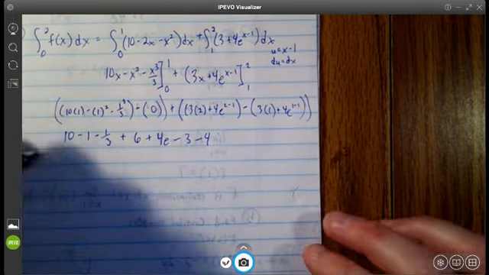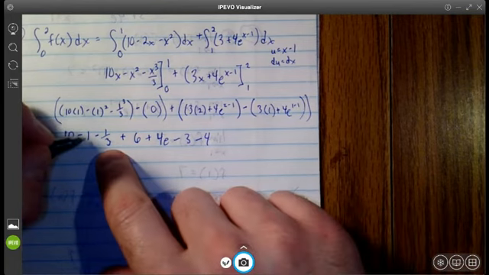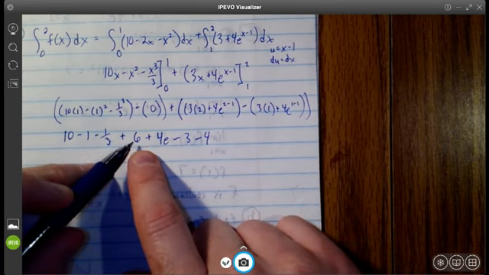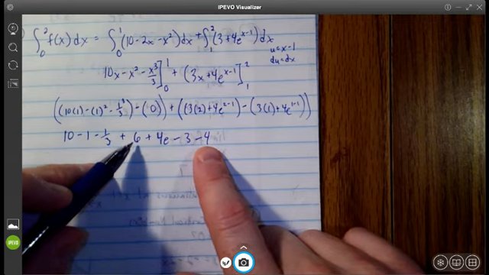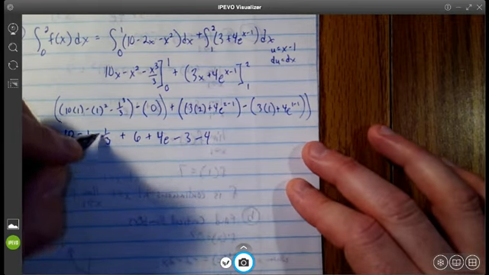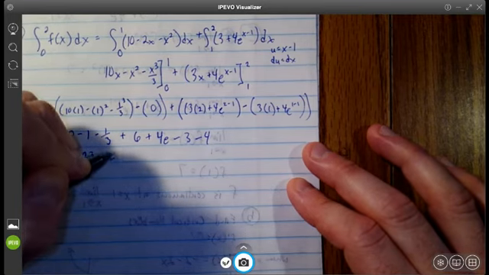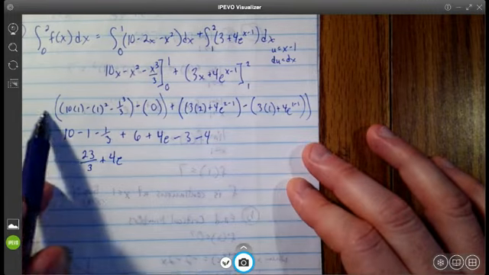So I'm going to end up with 10 minus 1, so I get 9. I'm going to leave the 1/3 for a second. 9 plus 6 is 15, and then 15 minus 3 minus 4 gives me 8. So now I have 8 minus 1/3. So 24 thirds minus 1/3 is 23 thirds plus 4e. That's what you're going to see on the answer sheet. But remember, you can stop right there.